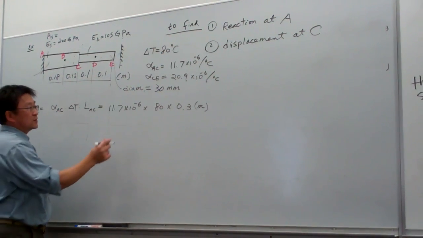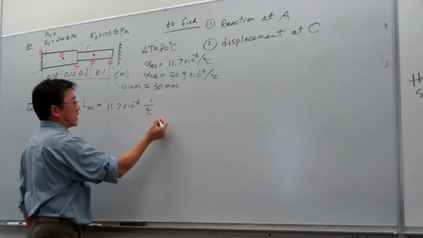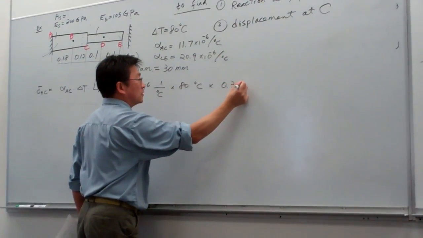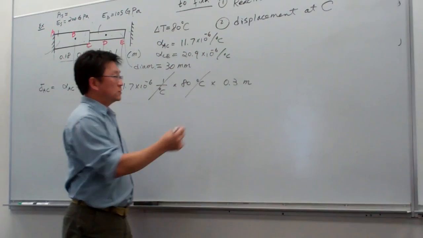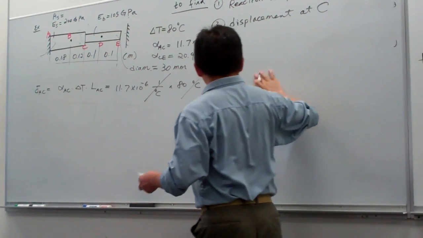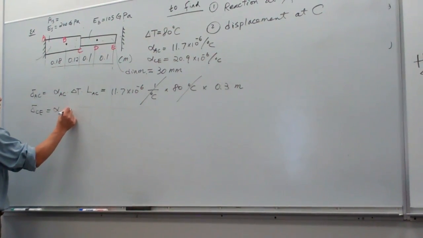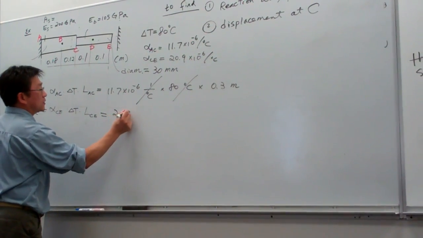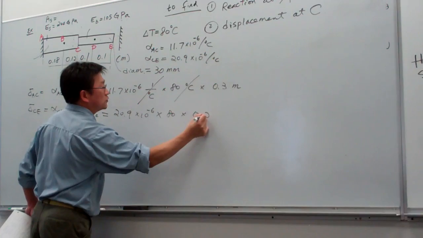And if you work out these units carefully, let me work out the units here for the first time. So that is per Celsius, multiply 80 Celsius, and multiply length is 0.3 meter. So from here you can see this one basically cancels, so the unit is in terms of the meters or whatever the length unit you use. For CE, the same thing, alpha CE times delta T times LCE. So this one will have 20.9 times 10 to the minus 6 and 80 times 0.2 meter.